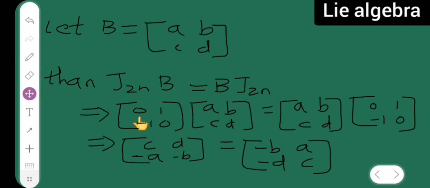Now what am I supposed to do? 0 into this will be 0 plus C, so I will write C. Next, 0 into this will be 0, so I will get 1 into D. Then this into this, minus A plus 0. Then minus B I will get here.